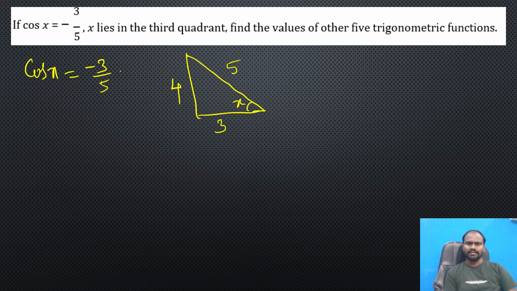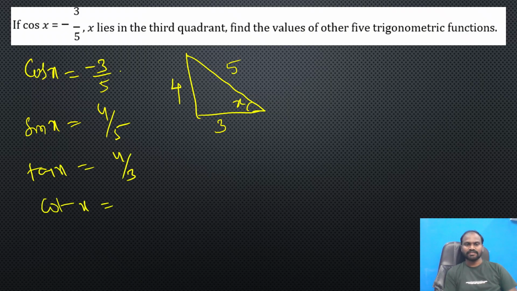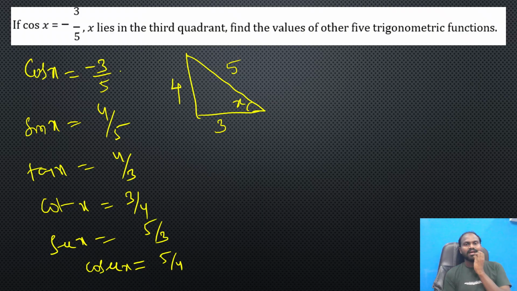Now you write all the trigonometric ratio values normally. Sine is opposite by hypotenuse, tan is opposite by adjacent, cot is the reciprocal of that, secant is the reciprocal of cos, so 5 by 3, and cosecant is the reciprocal of sine, which is 5 by 4. Now you can see that it lies in the third quadrant. In the third quadrant, sine is negative, tan and cot are positive, and secant and cosecant are also negative. So these are the values.